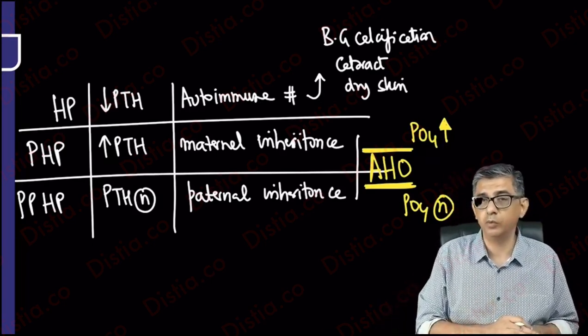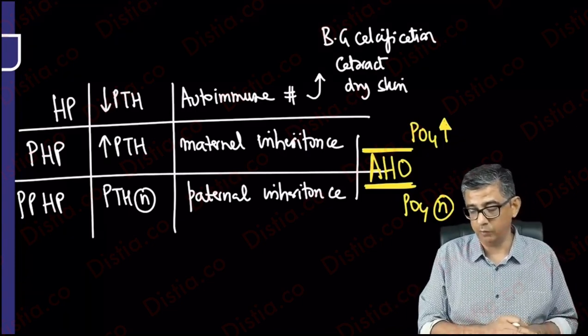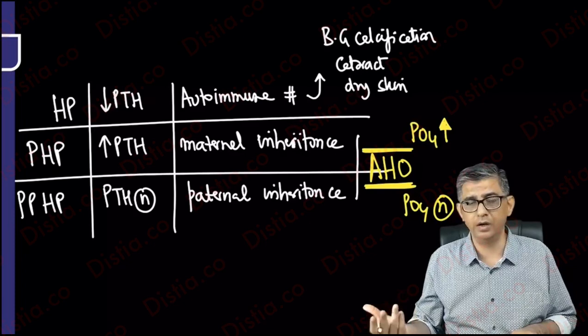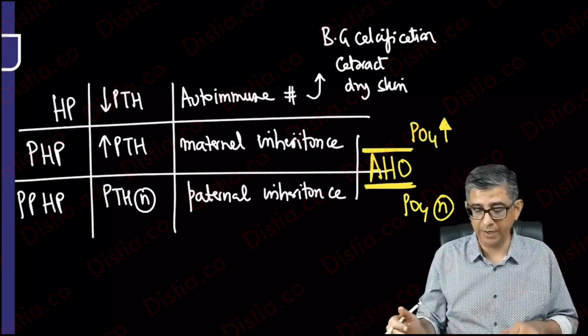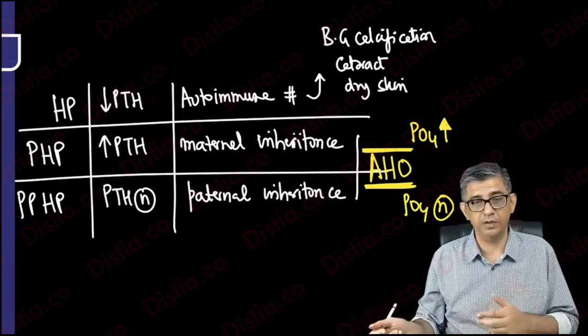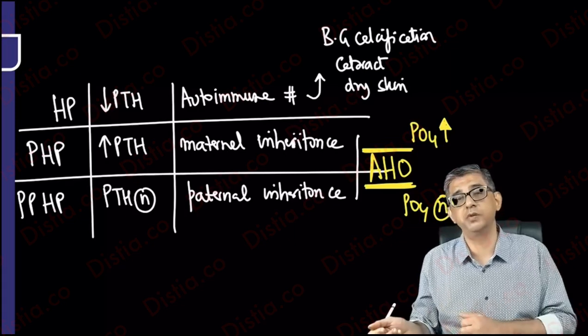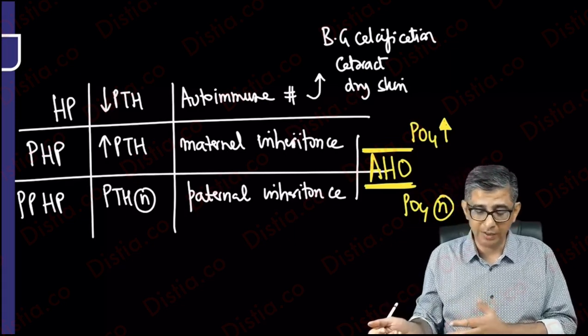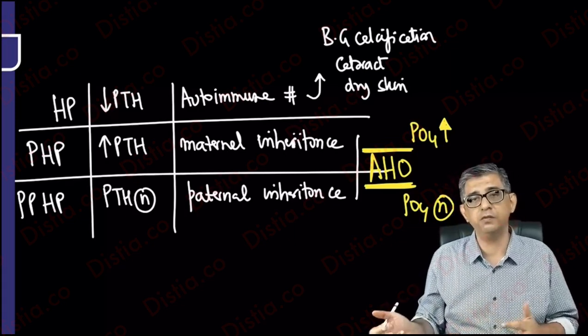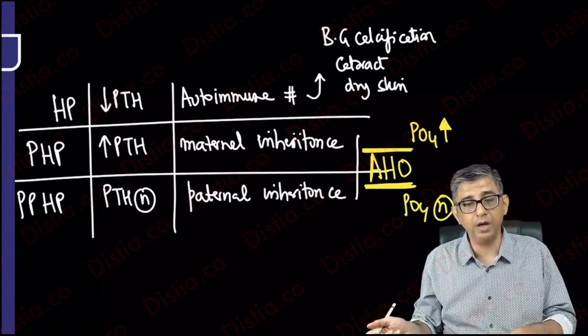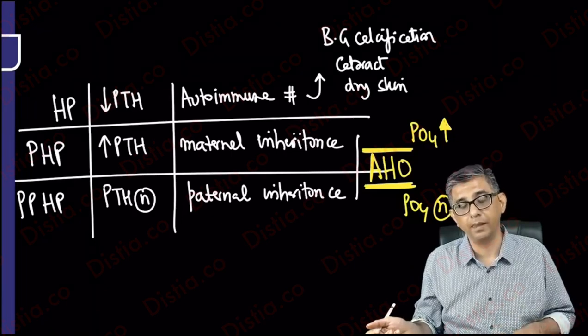PHP and PPHP will mostly be kids, and there would be features of AHO given, knuckle dimple sign would be given. If you find inheritance given, great. Otherwise, hormone issues would help you. If not hormone issues, then it is going to be phosphate values that would come to your aid. At least remember, for PHP, phosphate values are elevated. The report of HP and PHP would be identical.